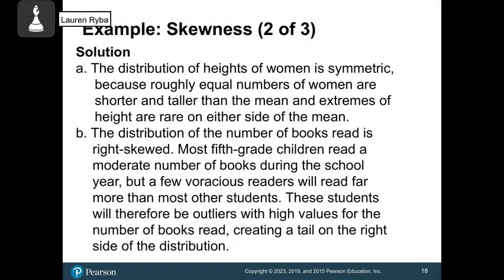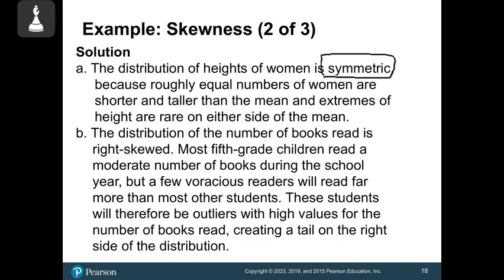So the first one is the distribution of the heights of 100 women. And we mentioned anytime we measure something like heights, we're going to follow that normal symmetric shape, because generally we're going to have a lot of people right in the middle, but you may have an extremely tall or short person on either side.